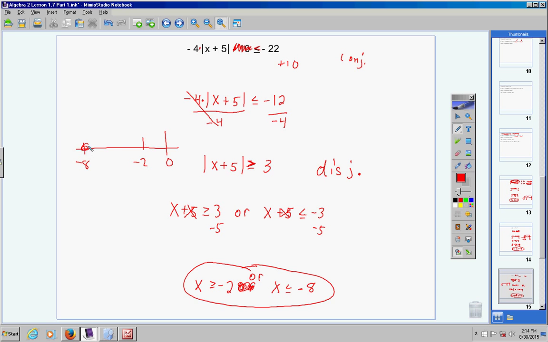Both points will be closed. X is greater than -2, it's going to the right. X is less than -8, going to the left. We have a disjunction. All of these numbers work, or all of these numbers work. Guys, it's pretty cool. Listen, let's go back up, okay?